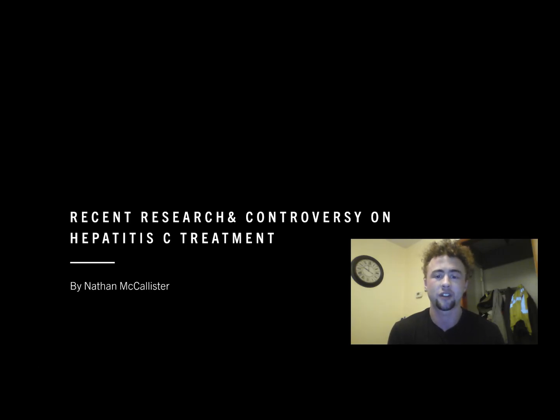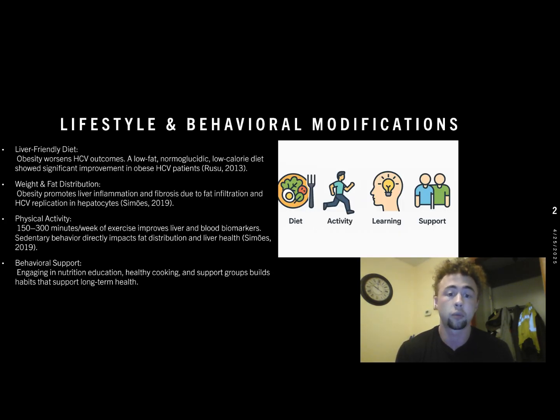Recent research and controversy on hepatitis C treatment. We'll also cover some lifestyle and behavioral changes and the effectiveness of medical intervention regarding hepatitis C treatment in today's medicine. So a low-fat, normal glucidic, low-calorie diet is shown to increase improvement in HCV patients. These can be things like low glycemic index carbohydrates to avoid insulin spikes and risk for the development of diabetes.